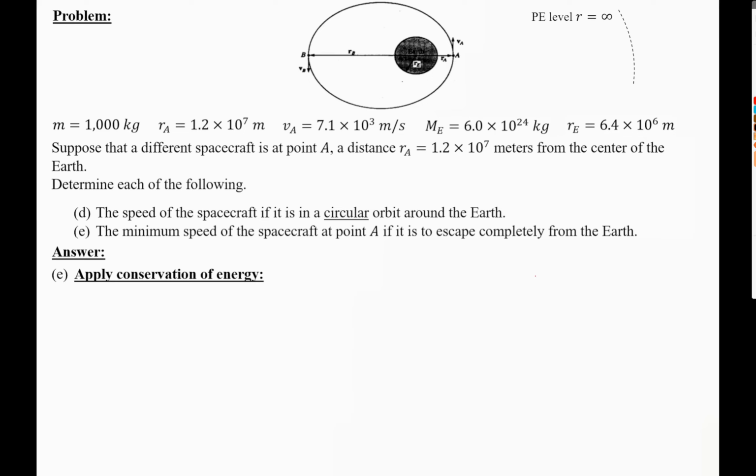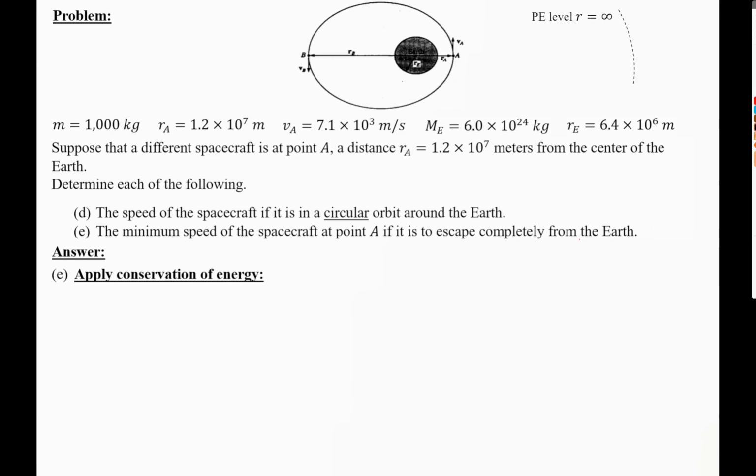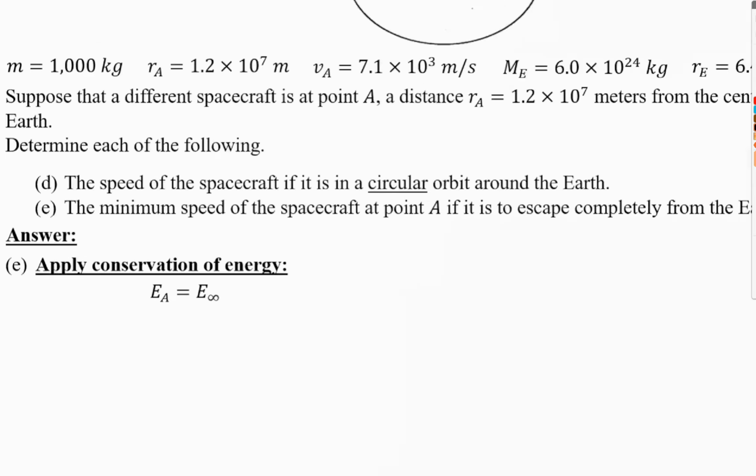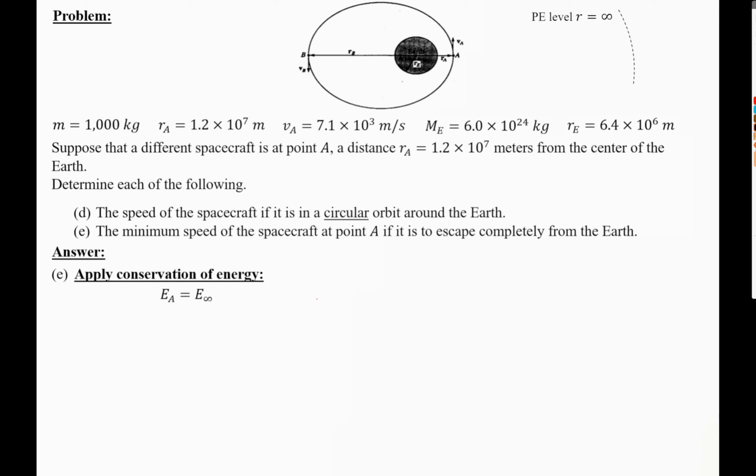In part E, they're asking us to determine the minimum speed of the spacecraft at point A if it is to escape completely from the Earth. We know that the escape speed is given by the square root of 2GM divided by r, but we need to determine this using the conservation of energy. So, energy at point A is equal to energy at infinity. Why energy at infinity? Because the final state would be the escape state.